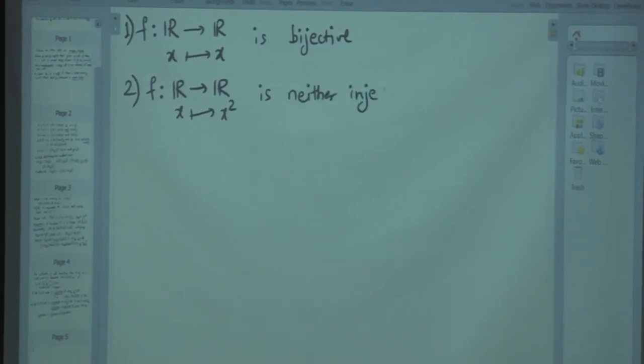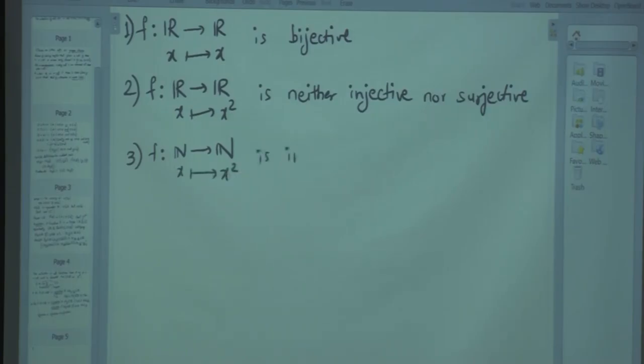Can you give me a function from natural numbers to natural numbers which is injective but not surjective? This maps from N to N. And please remember, natural numbers do contain zero. Yes, I'm going to say that all the time. So, N to N, is injective, but not surjective. Okay.